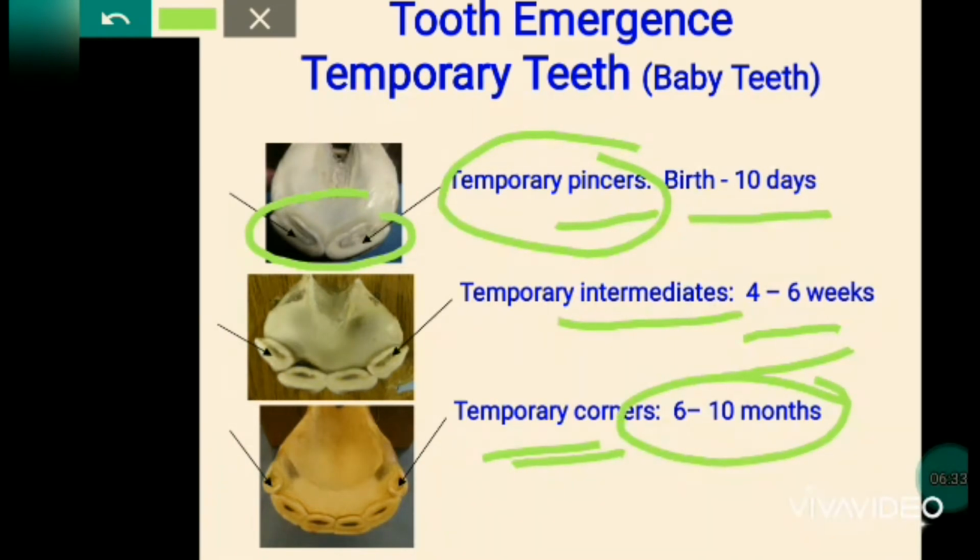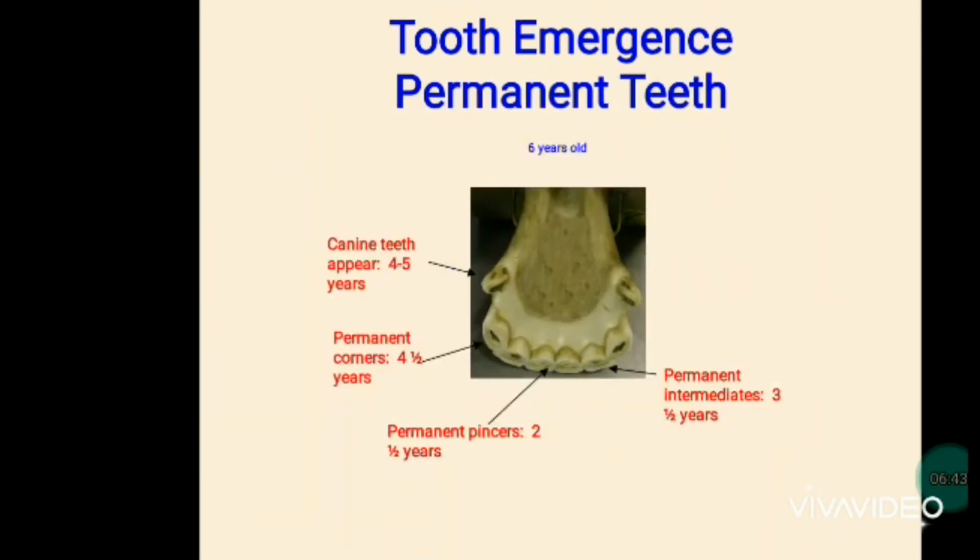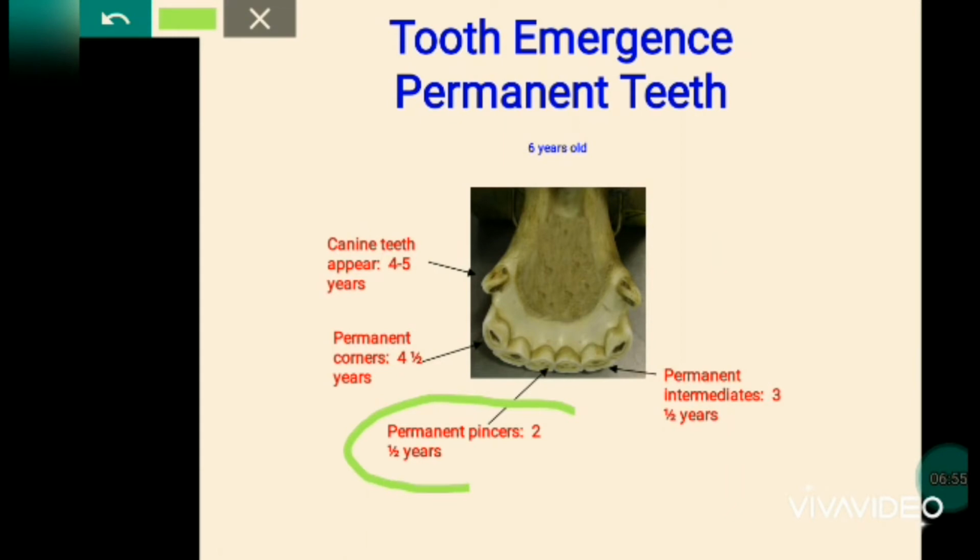So as you can see here, the emergence of the temporary teeth can tell you the age up to 1 year of age. Now the tooth emergence, permanent teeth. How will the permanent teeth emerge? Let's see one by one. The permanent incisor will appear first.